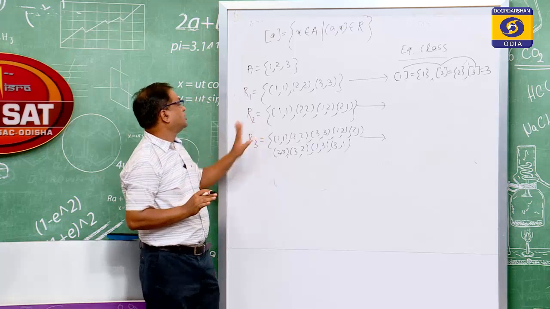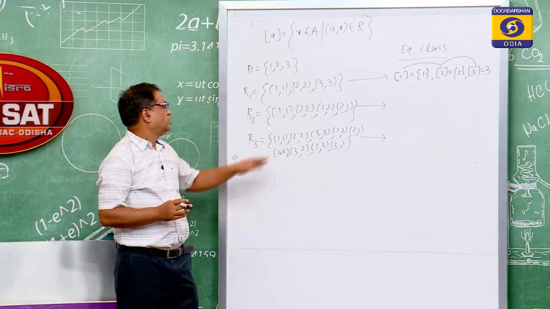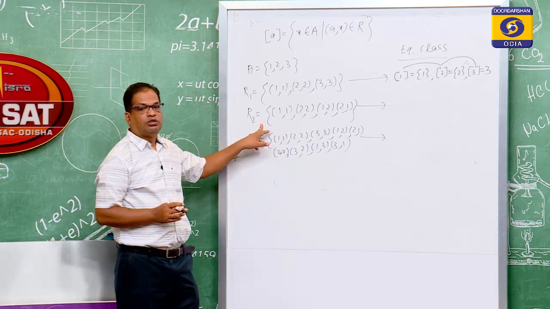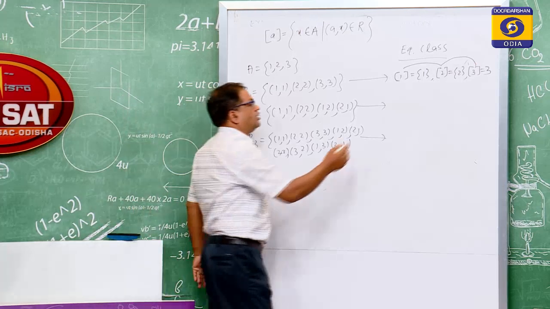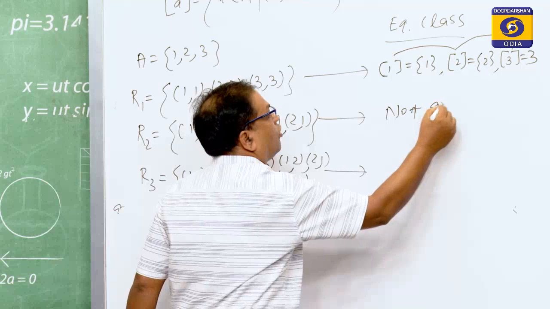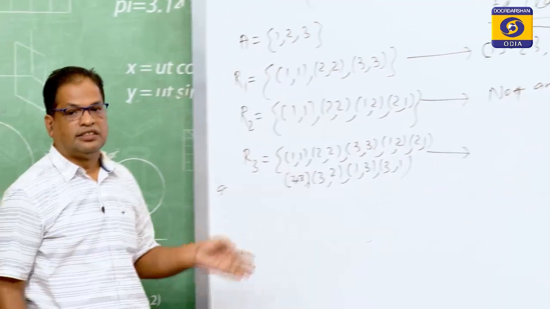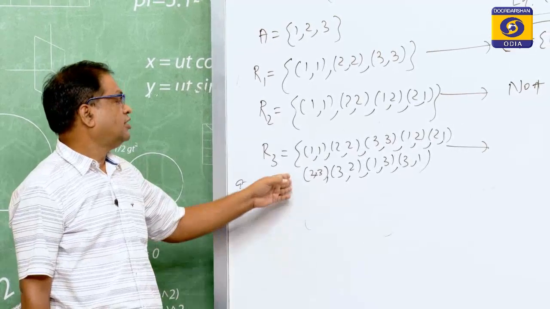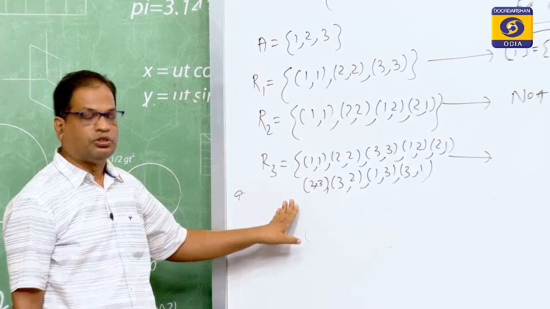Now, you see the second example, R2. What are the equivalence classes? You see R2 is not an equivalence relation. So, there is no equivalence class. And finally, R3, this is the universal relation. It contains all the ordered pairs, and we already discussed this is also an equivalence relation.